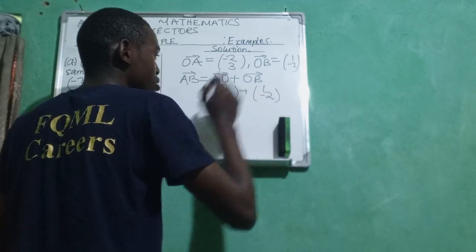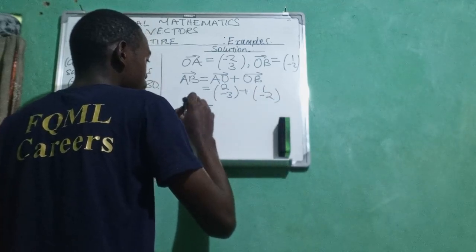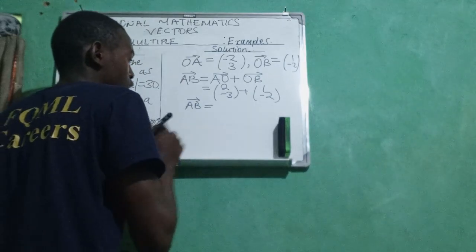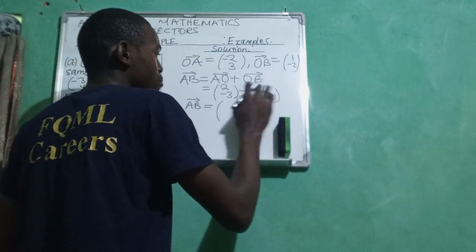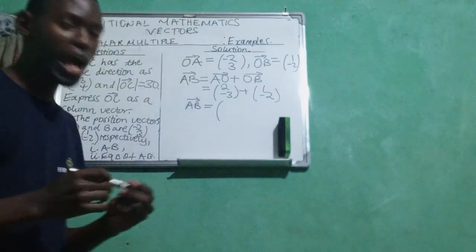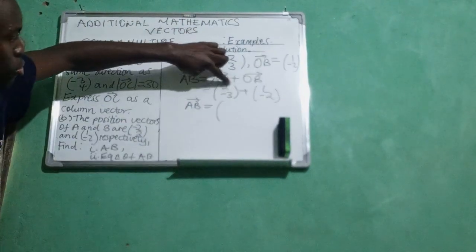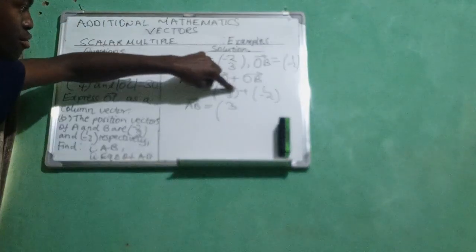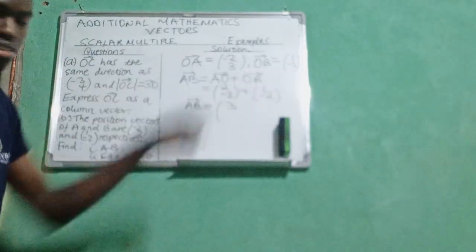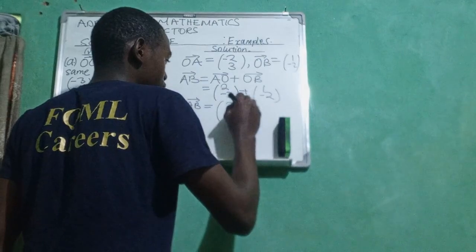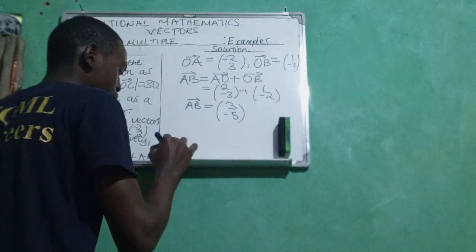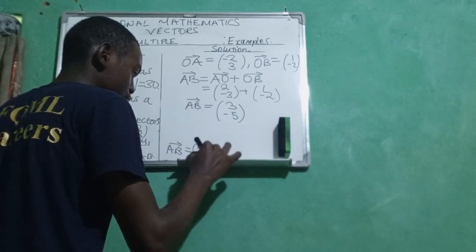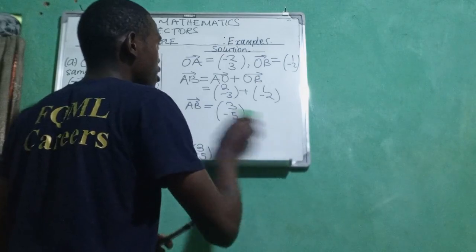Then OB we just write as it is, (1, -2). This means that our AB will be equal to, we add them according to their rows. 2 plus 1 is 3. -3 plus -2 is -5. So AB is equal to (3, -5). That is our AB.